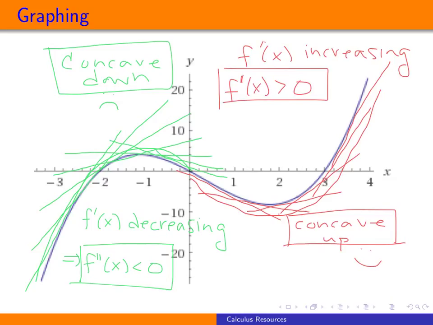And then we also have a special point right here in purple where it switches concavity, and a switch in concavity corresponds to what is called an inflection point. So if there is a point on the graph where concavity changes, we call that an inflection point.